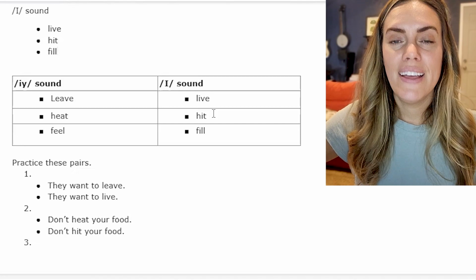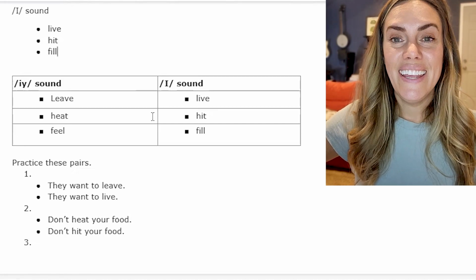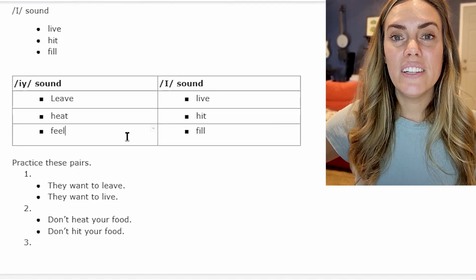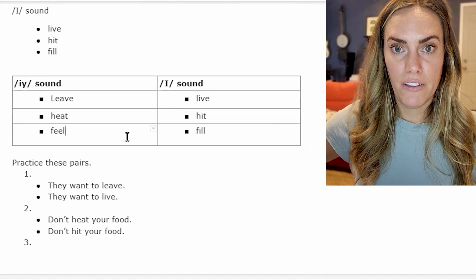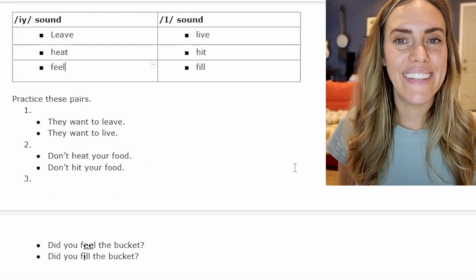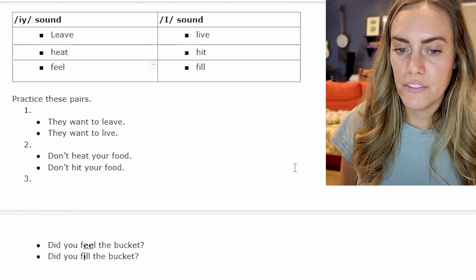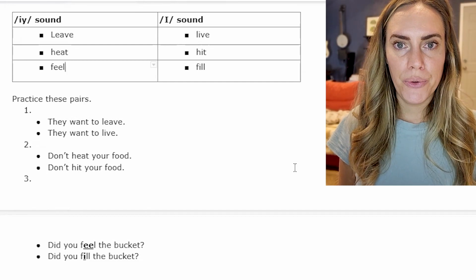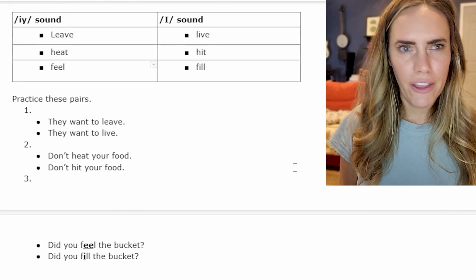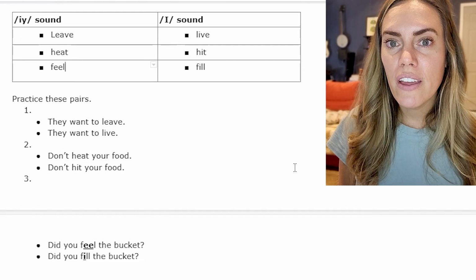So what I recommend doing is practicing the difference by saying these words together. Leave, live, leave, live. And then heat, hit, heat, hit. And then feel, fill, feel, fill. And then say it within sentences when you're ready. They want to leave. They want to live. Don't heat your food. Don't hit your food. Did you feel the bucket? Did you fill the bucket? So you can practice those and even ask people, did you hear me say the first one or the second one, to check yourself.